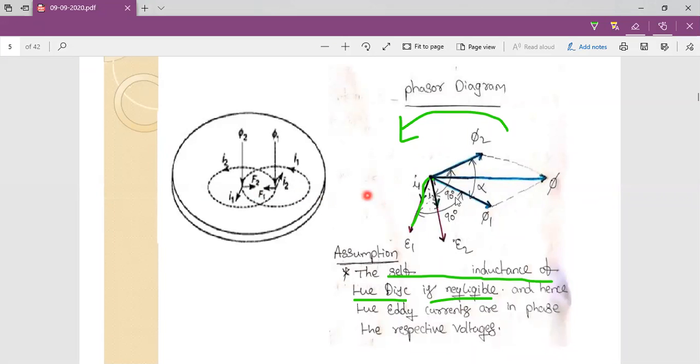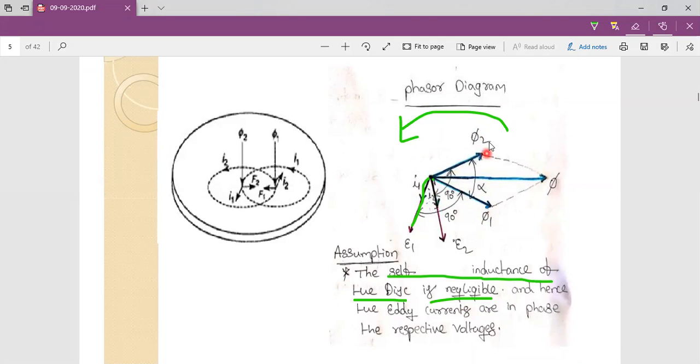In a DC motor, we can write the torque equation: T is directly proportional to phi into Ia. In the same way, here the current I1 interacts with phi 2, and the current I2 interacts with phi 1.